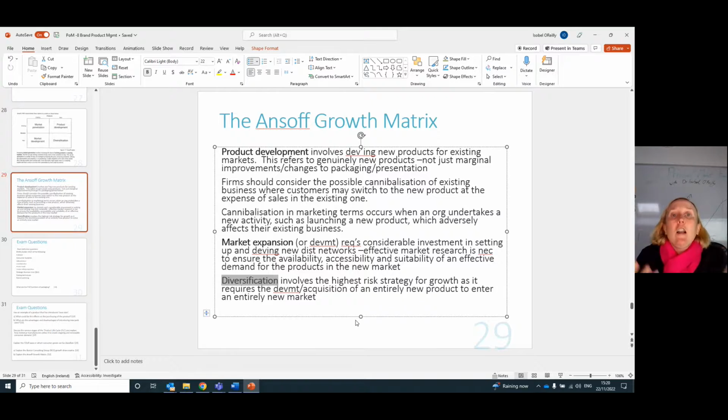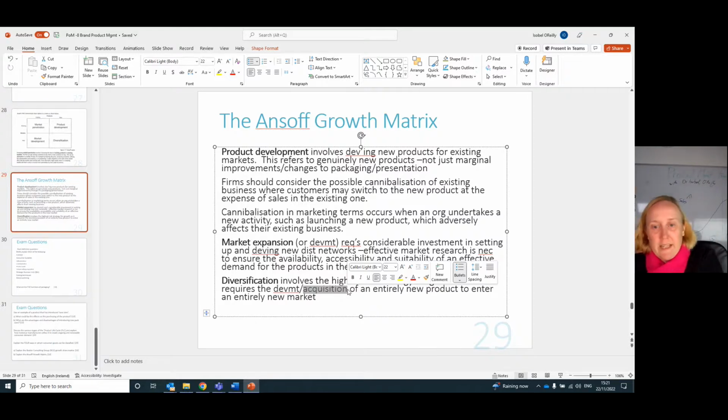acquisition of an entirely new product to enter an entirely new market. And as this definition suggests, often the easiest way into that is to buy a company that's already doing that. That would be an example of diversifying as well. Just buy a company that has a different product to you, selling that product in a different market than you're already operating in.